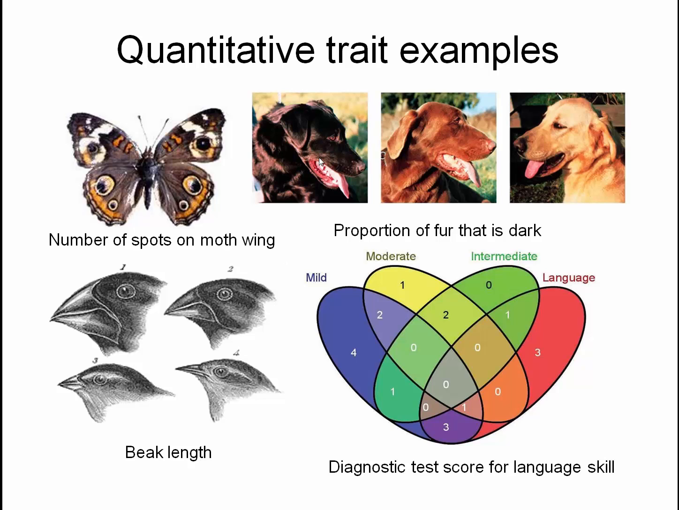And also down here on the lower left, we have the beak length for different birds. This picture comes from work that Darwin did for finches in the Galapagos. And then finally, this example in the lower right is a way of scoring children on their language skills. You see that these various numbers indicate that children can be scored anywhere from values of 0 to 4. So that's another example of a quantitative trait because it's not just discrete.